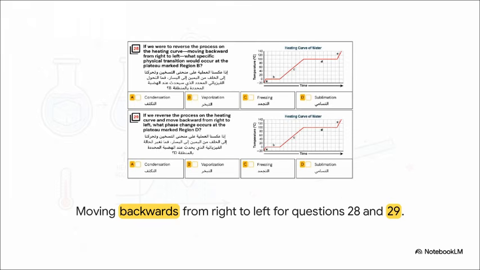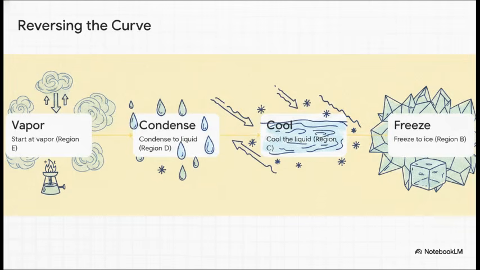If we move backward across the plateau at region B, well, going forward, region B is melting, so going backward from liquid to solid has to be freezing. The answer is C. For question 29, what happens if we move backward across that higher plateau, region D? Going forward is vaporization, or boiling, so going backward from gas to liquid is condensation. Answer A.